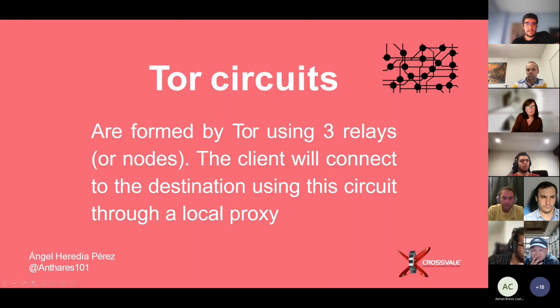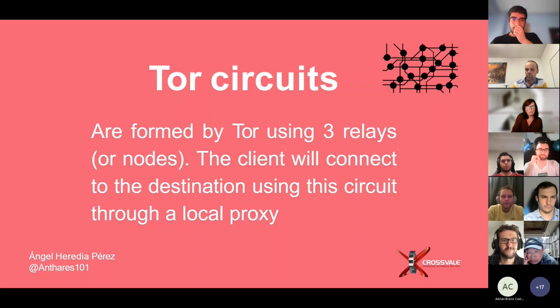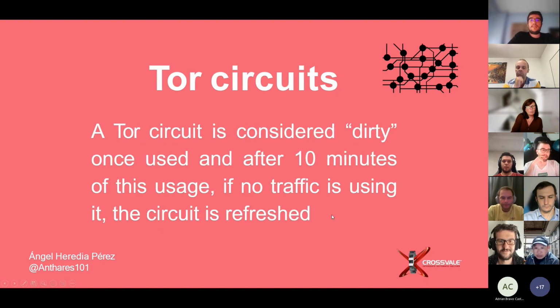Now, let me explain some concepts I need you to understand before going on. Tor circuits are formed by Tor using 3 nodes or relays. The client will use this chain of proxies to connect to the destination. Basically, what we just saw before, but with a cool name, okay? Tor circuits need to be refreshed every now and then to make sure the client remains anonymous. So the protocol considers a circuit as dirty once it is used. And after about 10 minutes, if the circuit is not in use, the circuit is refreshed and new nodes are selected. So a new IP address is used effectively.